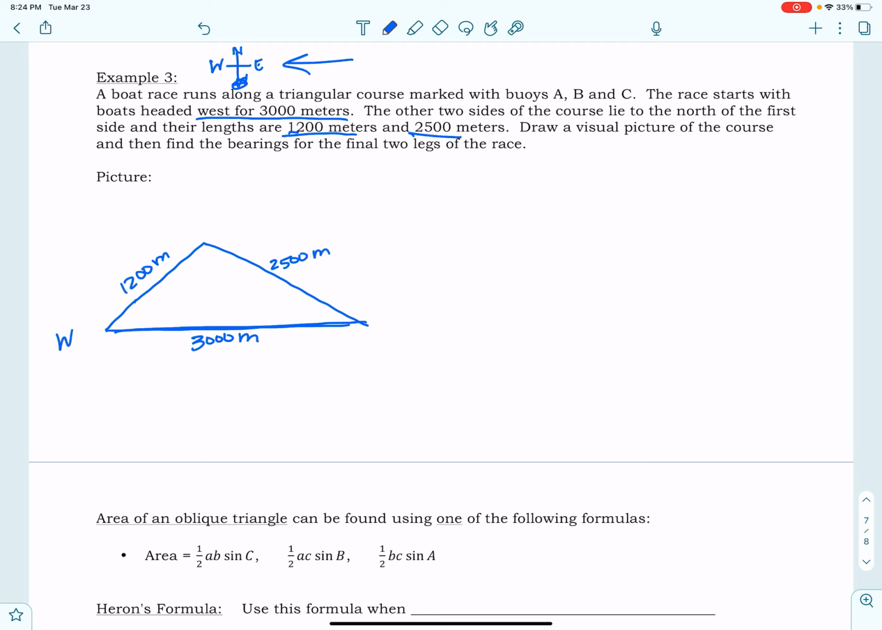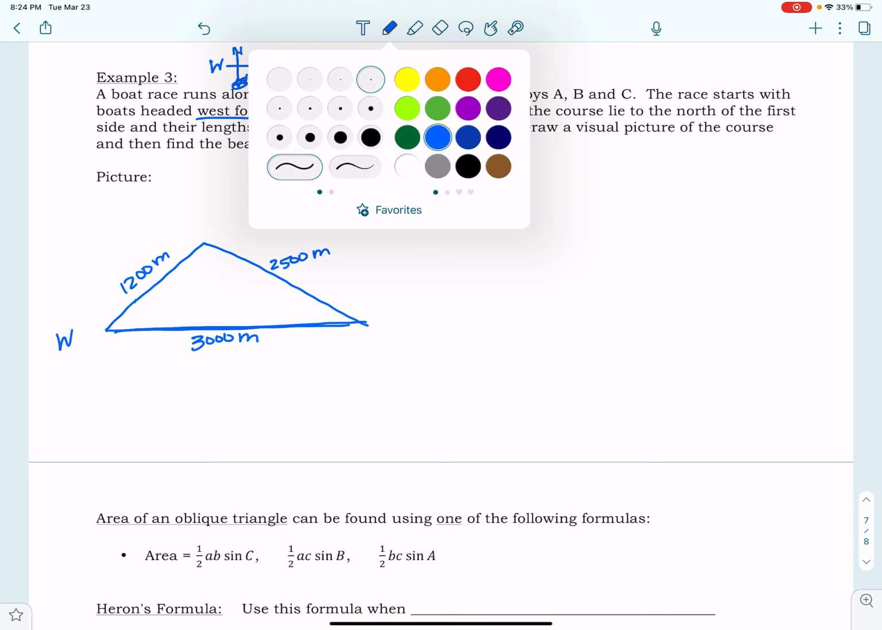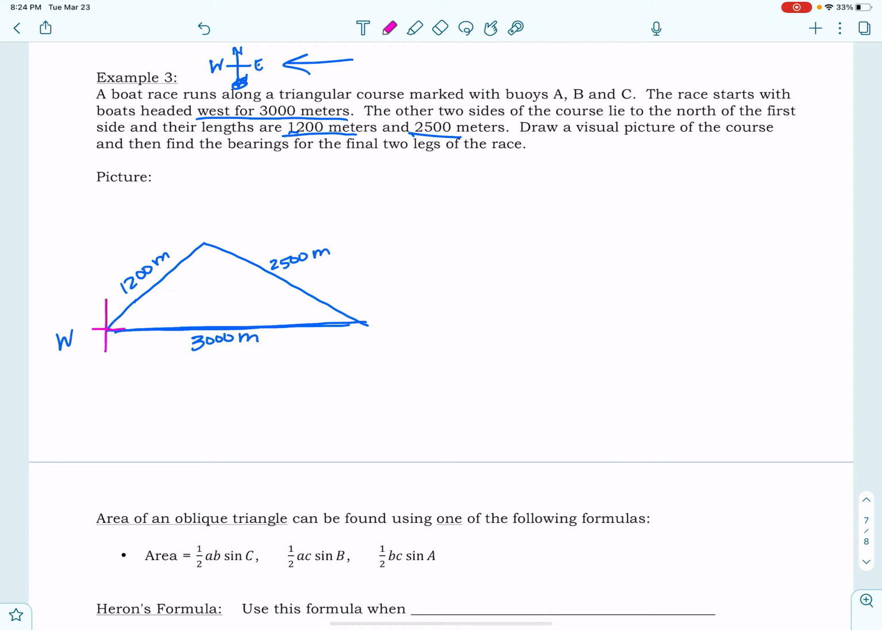So what we're being asked is, we want to know what the bearing is right here, from this point to this point, and we also want to know what the bearing is from this point to this point down here. So I'm going to go ahead and label my buoys as A, B, and C. Since the race started with A, I am just going to label it that way. It doesn't really matter how you label it. All right, so in order to do this, I'm going to need some angle measures. I'm going to need this angle measure right here, and I'm going to need this angle measure.